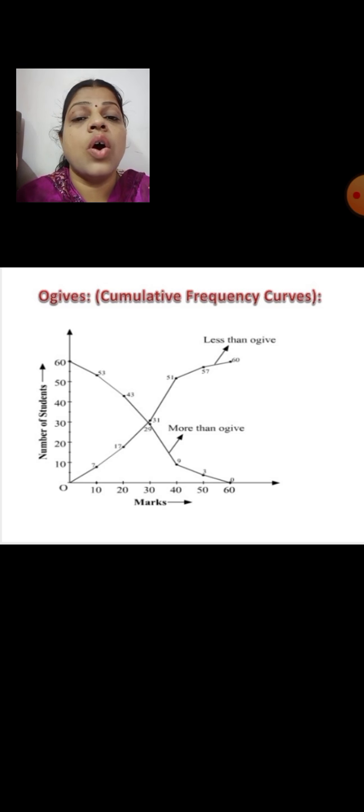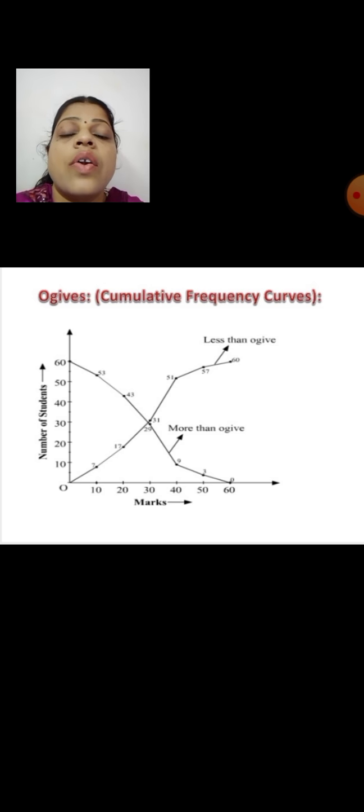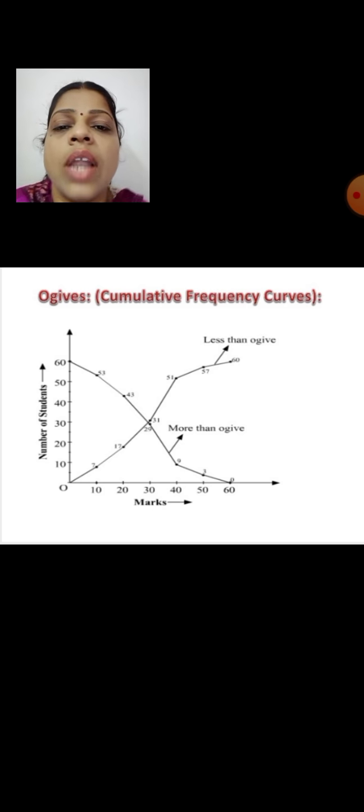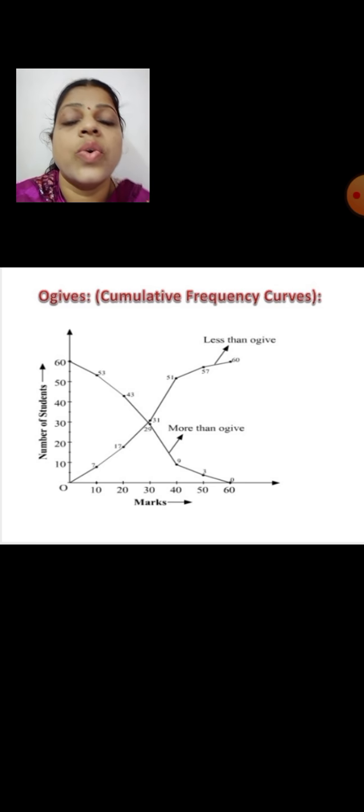So children, the only thing you have to remember while constructing ogives is to form the cumulative frequency values. I hope this session on the explanation of the frequency polygon and the ogives is clear for you.